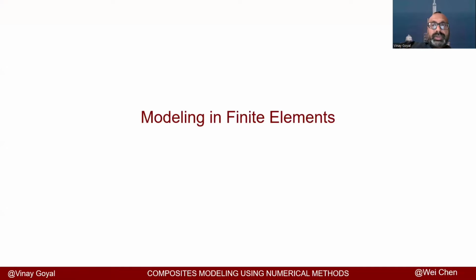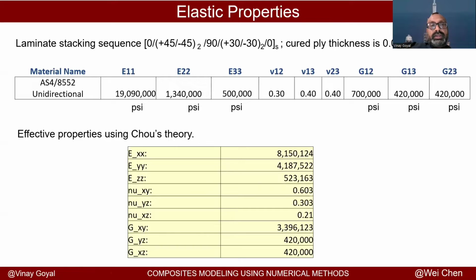So let's look at what we plan to model, and I'll give you a preview on how to use the Excel sheet in a second. So the tool, we're going to just go ahead and provide a laminate stacking sequence. In this example, the stacking sequence provided here at the top is a 0 plus minus 45, where this is repeated twice, 90 plus minus 30 repeated twice, and then 0, and then it's symmetric. The cured ply thickness is as given. We're going to look at the AS4/8552 unidirectional composite.